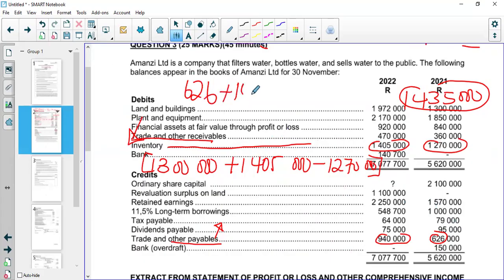Plus current year purchases, 1,435. Combining these two amounts is what we should pay. But now we see we haven't paid 940 at the end, so the rest was actually paid. So 1,435 plus 626 minus 940, we get 1,121. So this is cash paid for purchases. Now, once we have cash paid for purchases, we go to other expenses. So we're going to come here.